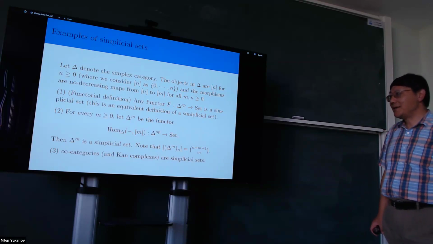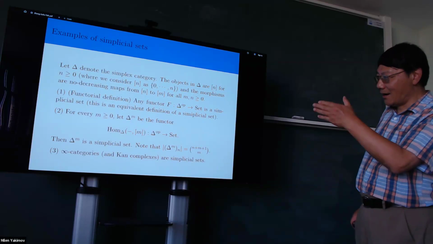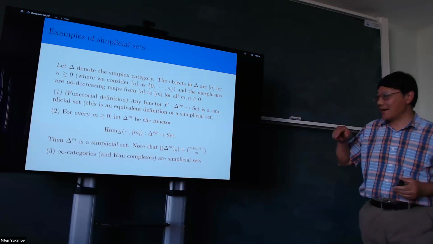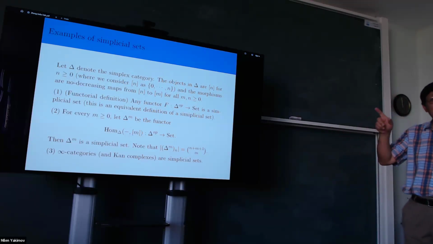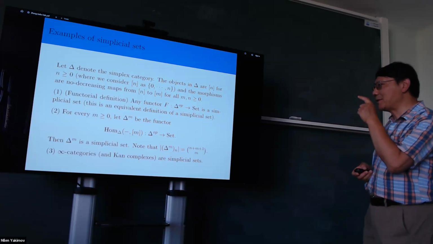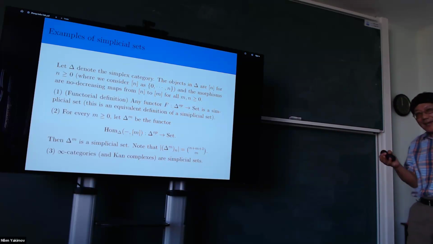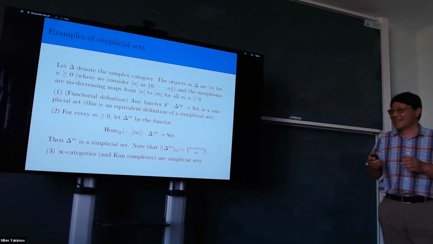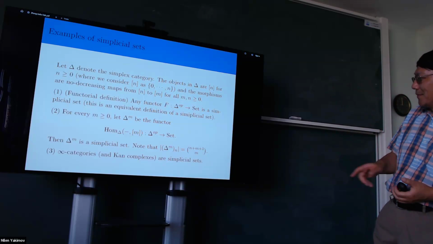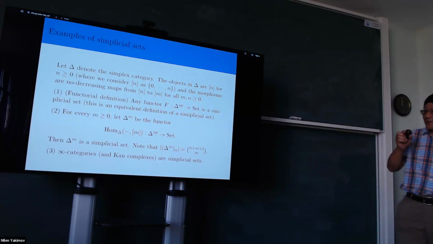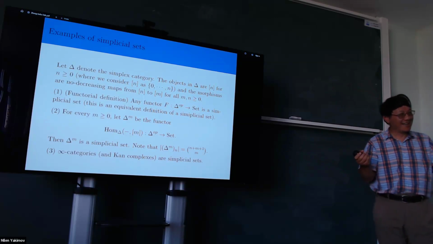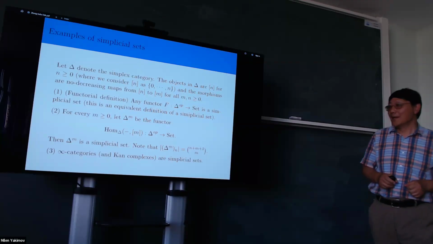Then you can consider the functor category from the opposite category delta to set. By definition, this is a simplicial set. For this simplicial set, each level is a set, so we can count how many elements. By the definition before, we can count that the number of elements in the level n is this combinatorial number. Okay, so this is a simplicial set.